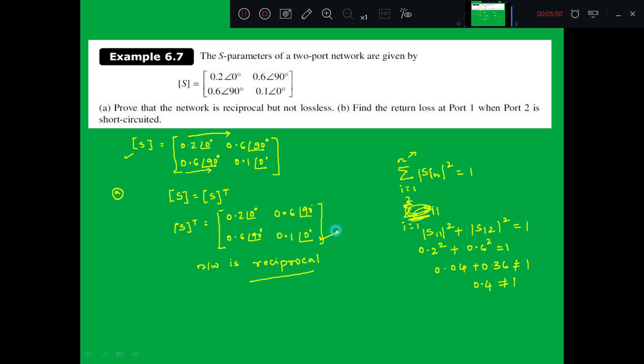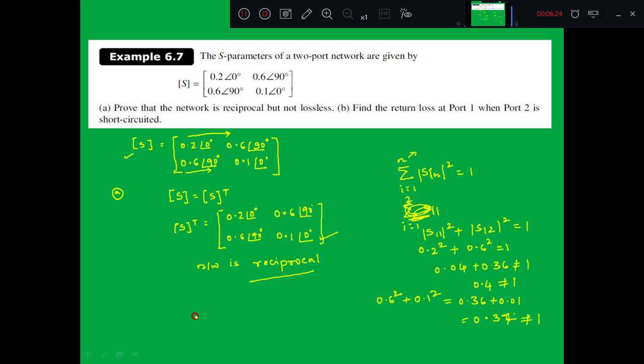Similarly you can check for the second row also. 0.6 squared plus 0.1 squared is equal to 0.36 plus 0.01, which is equal to 0.37, which is also not equal to 1. Therefore the network is a lossy network, it is not lossless.